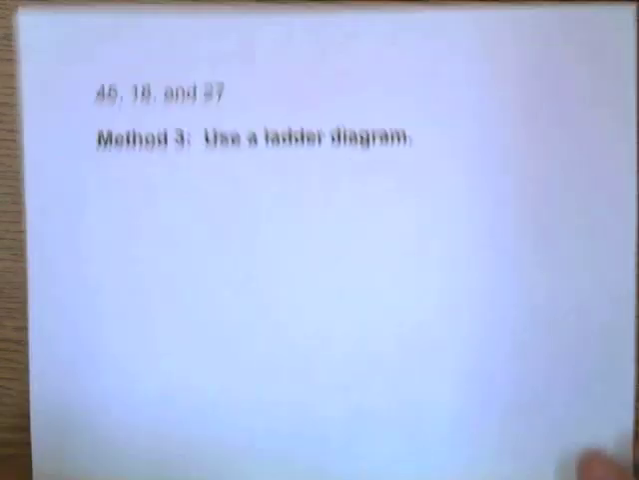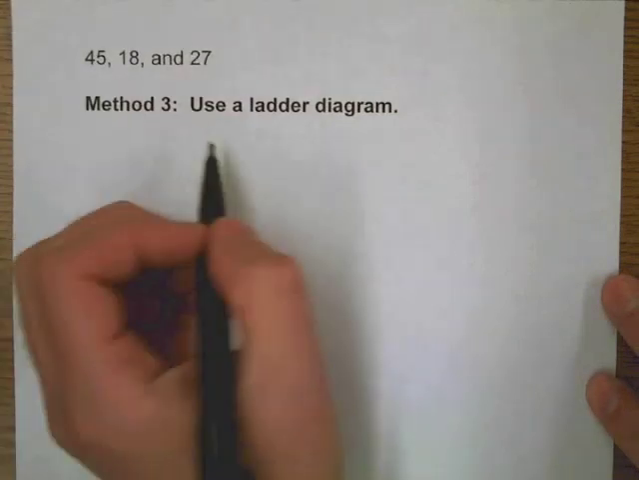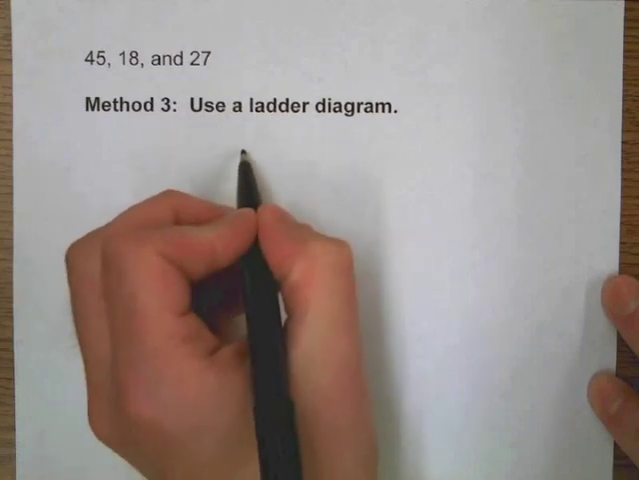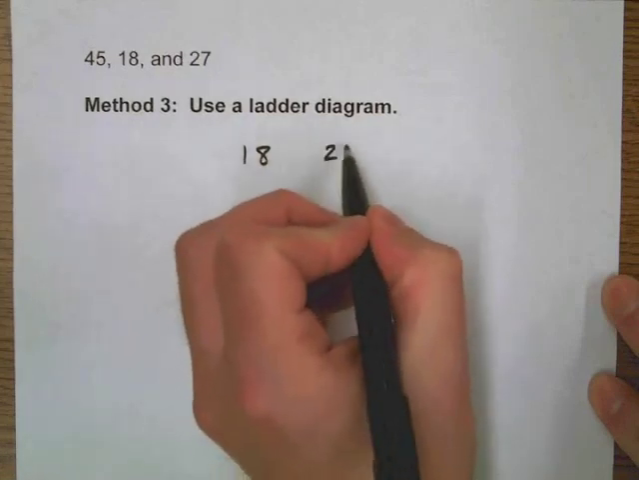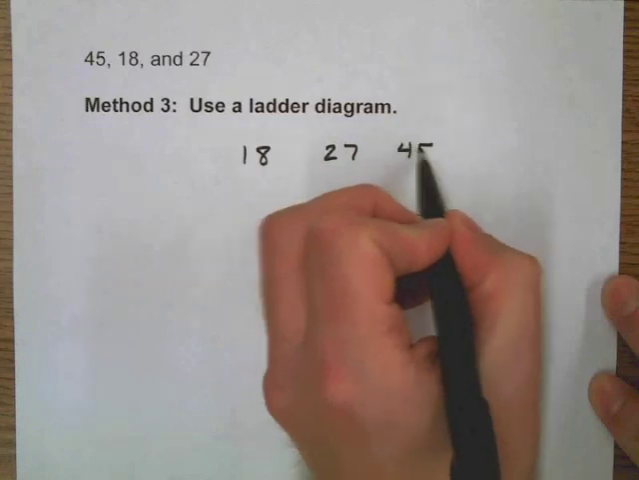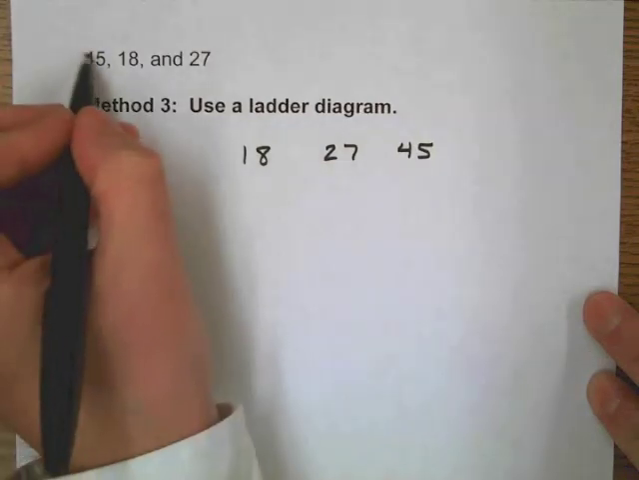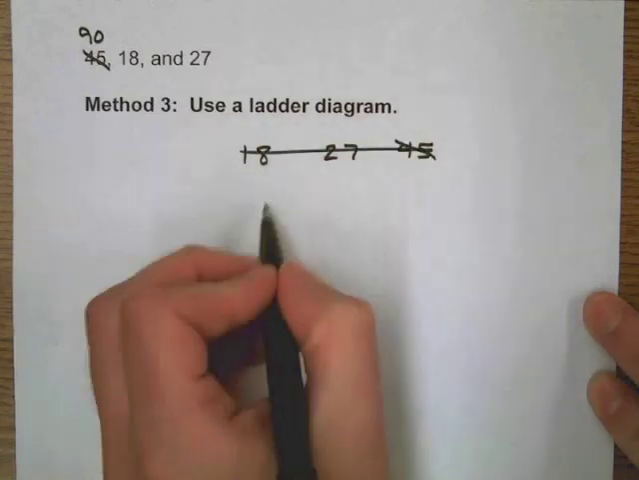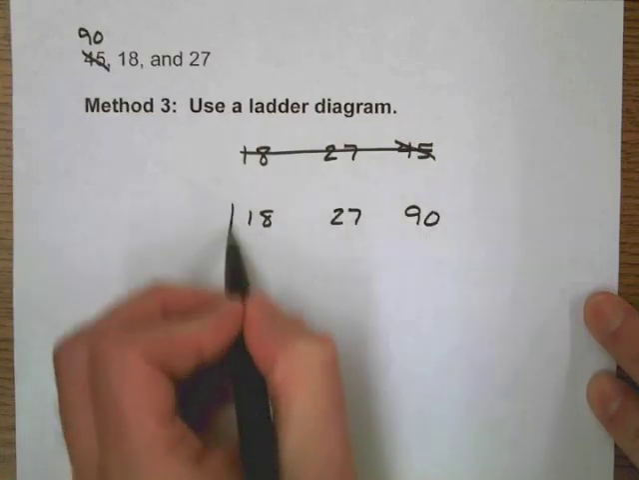The final method is using prime factorization again, but this time looking at it with a ladder diagram. In this case, we have 45, 18, and 27. I'm going to set this up in a ladder, but instead of just using one, I am going to set up that ladder with 3 different numbers. And actually, you know what? I think I'm going to change this number. I'm going to make this a 90. So I'm going to reset up my problem again: 18, 27, and 90. Make my ladder.